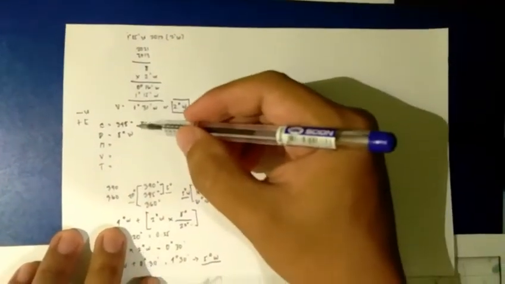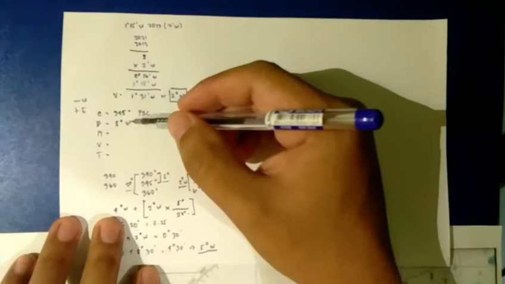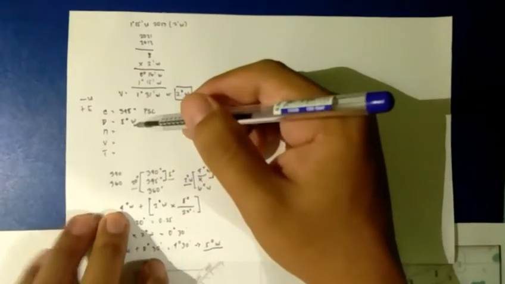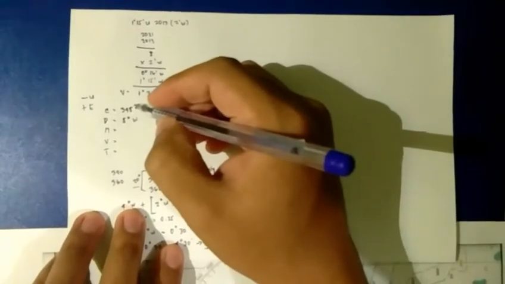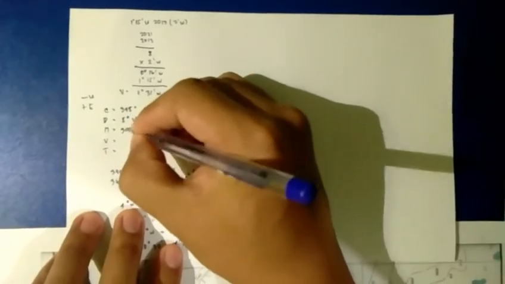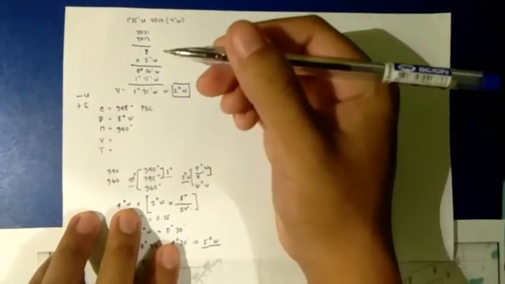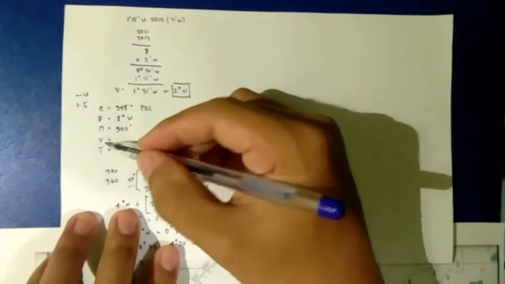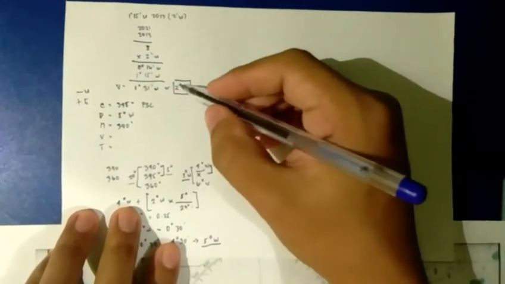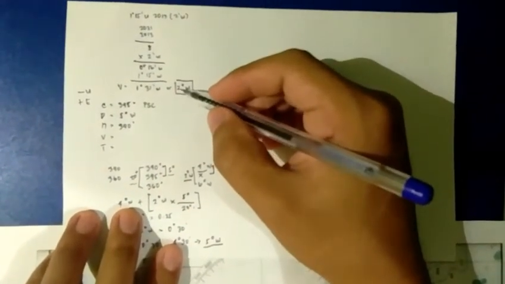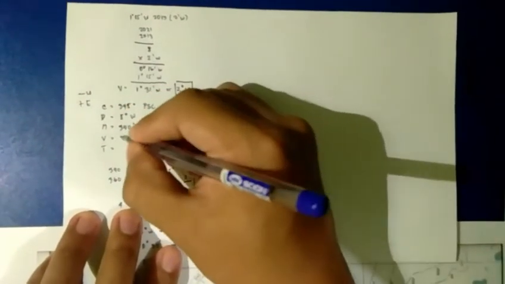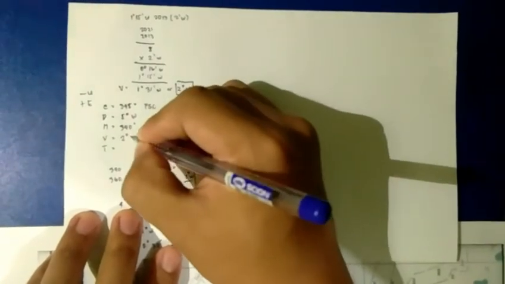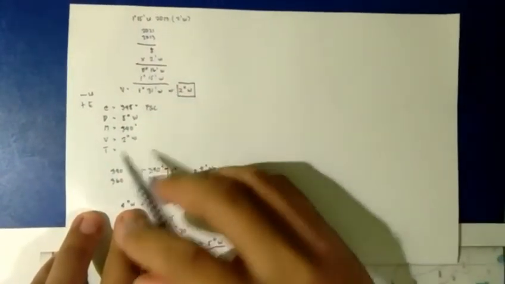Since our deviation is 5 degrees west, we will subtract in order to get the magnetic heading. So 345 minus 5 would be 340 degrees. And then here, for our variation, we will use the current variation of this year, which is 2 degrees west.